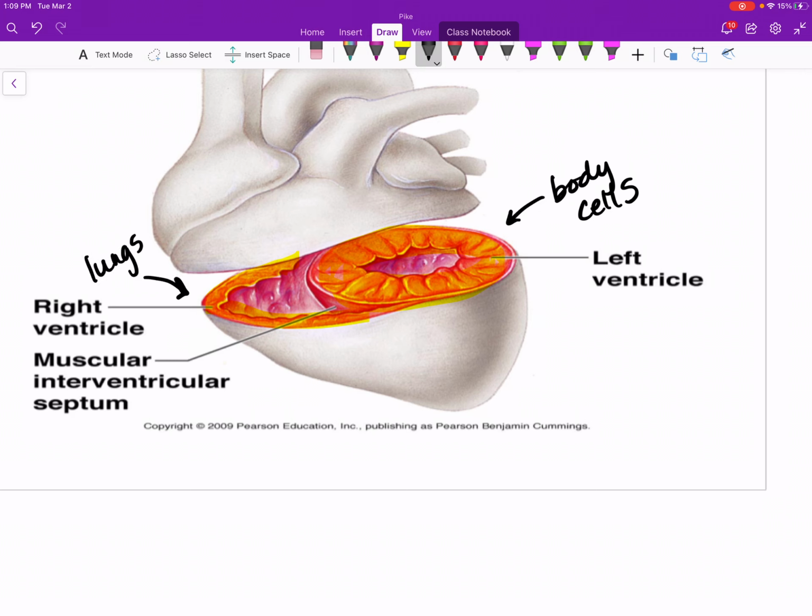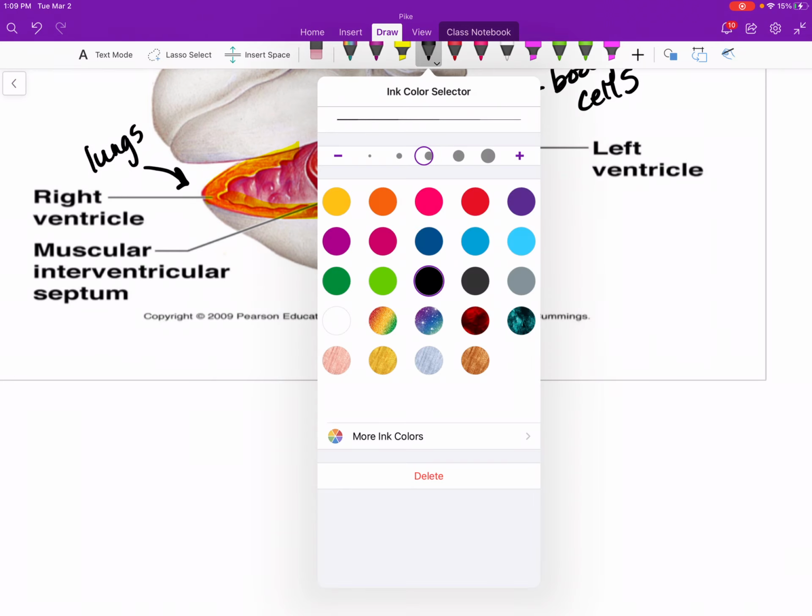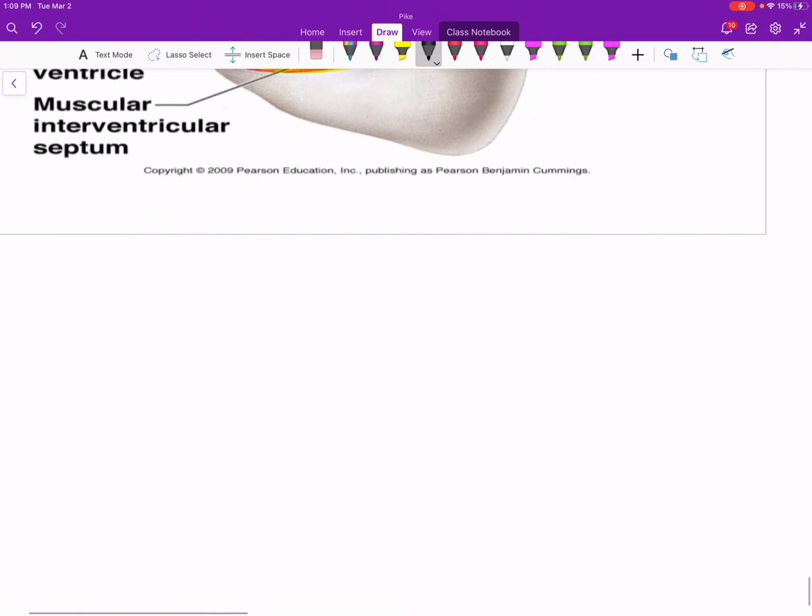Doesn't have far to travel, doesn't need much musculature, so the layer is more thin. Okay, so now let's come down here. I'm going to make this not so fat. And we're going to talk about blood flow.